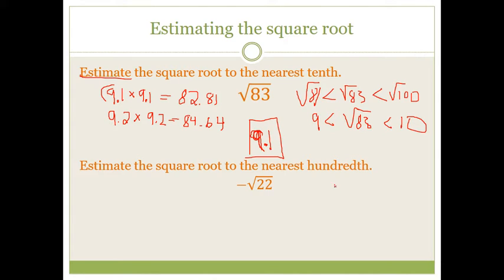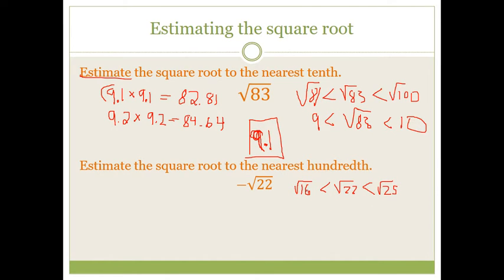So we know that the square root of 22, if I'm writing it out, is somewhere in between. And when I write these inequality symbols on here, it is a range. What's on the left is the low side, and what's on the right is the high side, and this one's right in between. So the square root of 22 is somewhere in between the square root of 16 and the square root of 25.